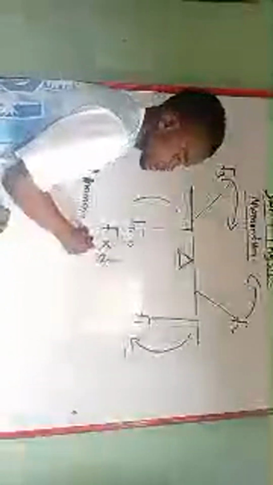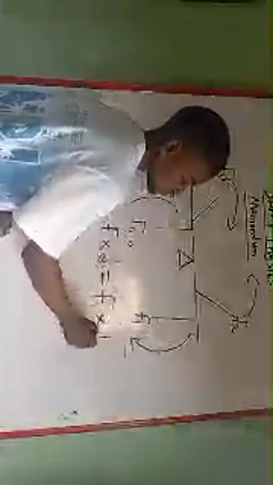Now, moment is equal to force multiplied by the perpendicular distance. Moment itself is equal to force multiplied by the perpendicular distance. We can use this for those moving clockwise, and this one is for those moving anti-clockwise. So they are equal to each other.